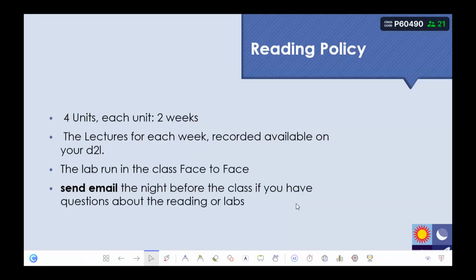So before coming to the face-to-face class or running the lab, make sure to read the textbook and watch the recorded video. And also try to review the pre-lab and the lab handout. Why? Because if you complete your lab early, you can leave. Good? So this is a 3 hour class.